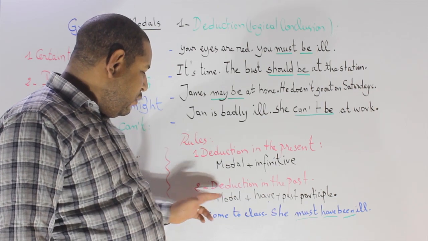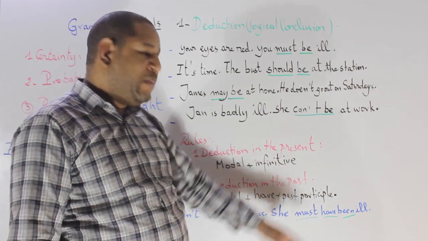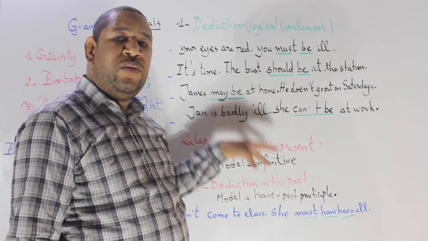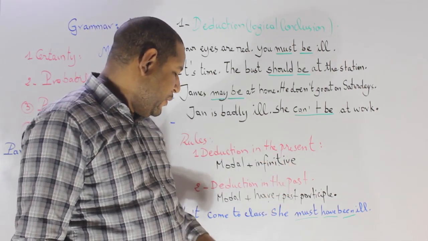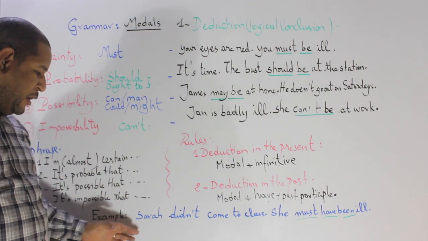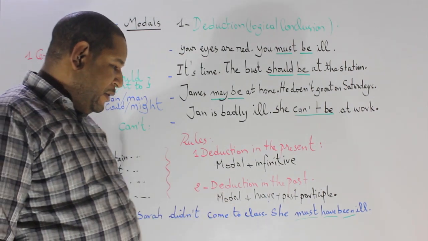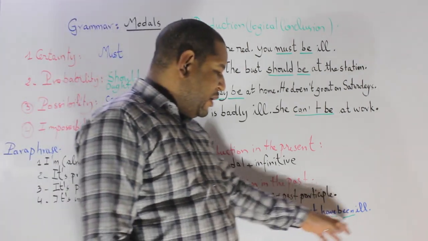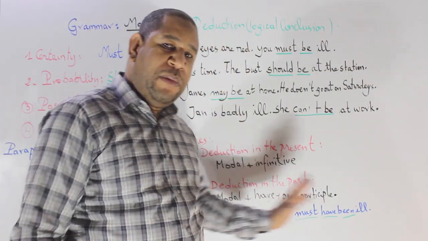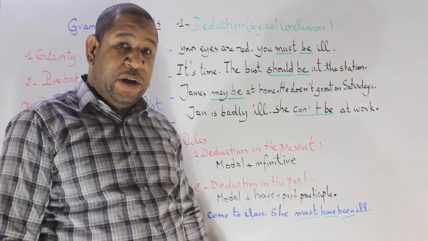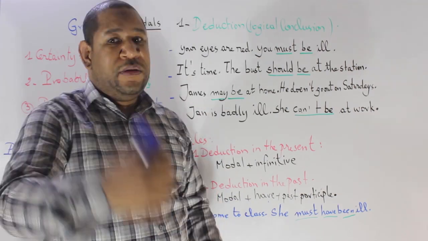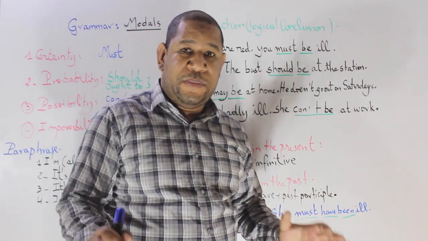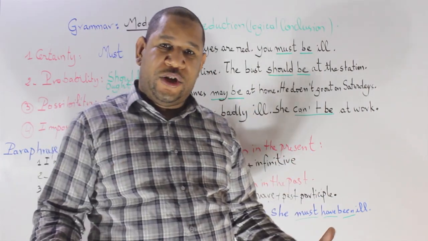For the past, we use modal plus have plus past participle. The same modals, we just add have plus past participle. And look at the example. Sarah didn't come to class. She didn't come to class, which means yesterday. She must have been ill. Simply, it means I am almost certain that she was ill. That's why she didn't come. Okay, so this is the first part of modals of deduction.